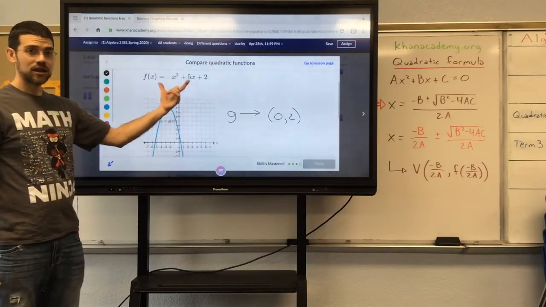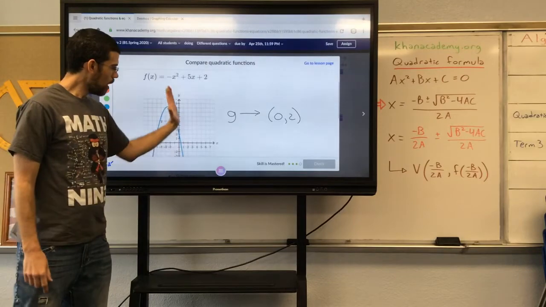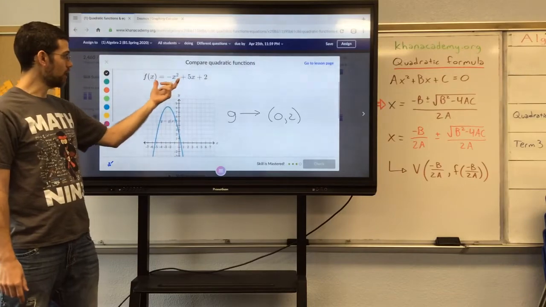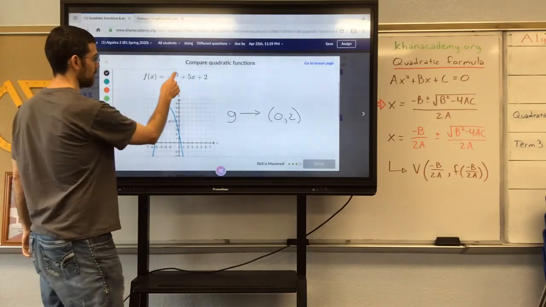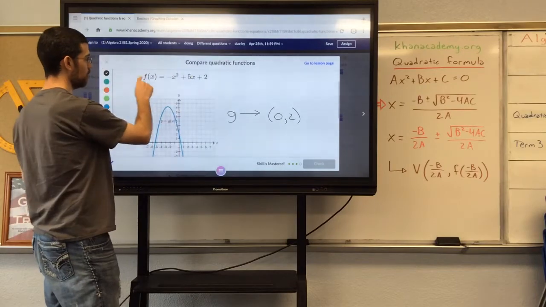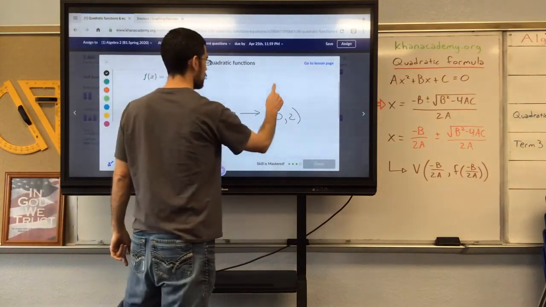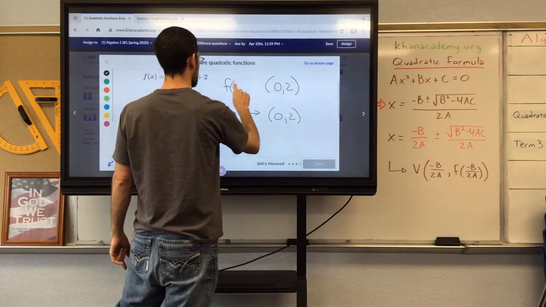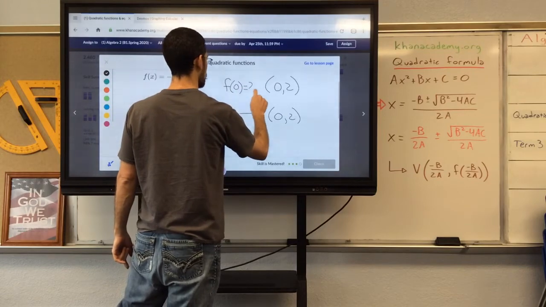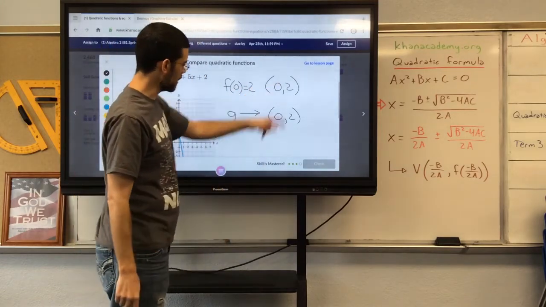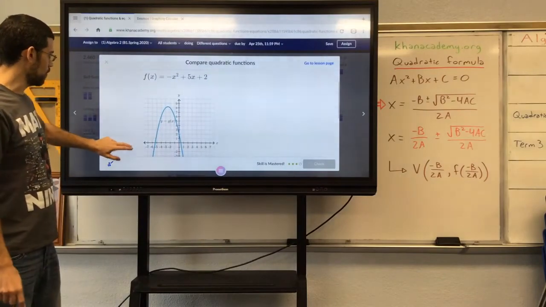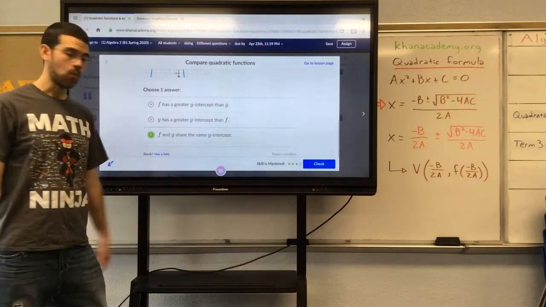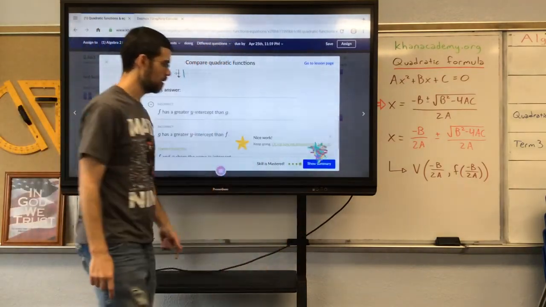Function f is written in standard form. If you're on the y-axis, you know that your x-coordinate is 0, so we just have to substitute 0 in for x. That would make this term 0 and this term 0, so f of 0 equals 2. So f of 0 equals 2, so we're at that same point. So both of those cross the y-axis at the same y-intercept. And we're done.